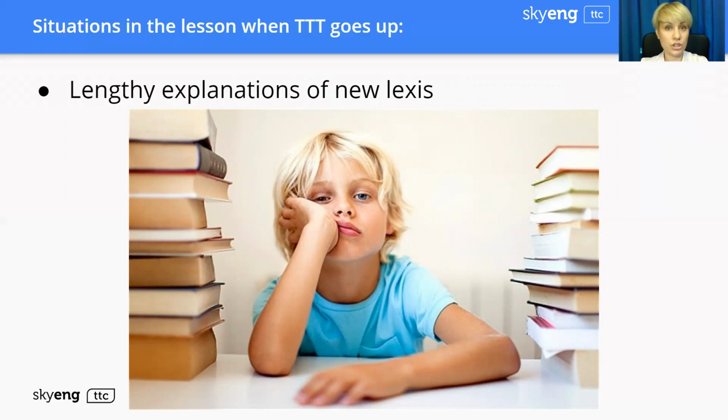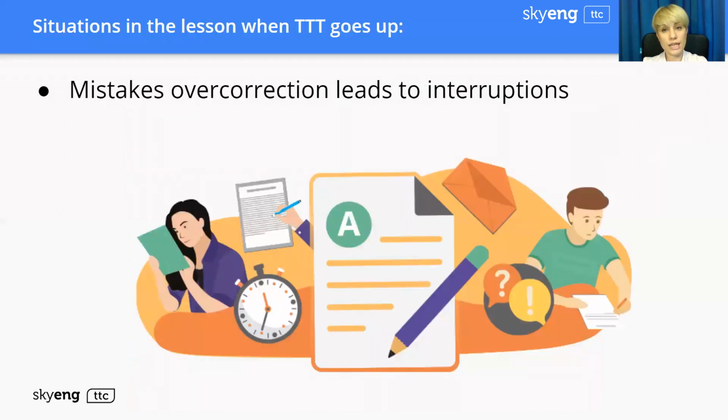If this explanation is too long, the student can easily forget the initial word, or if we use some words and phrases that are known to the student, well, this explanation is not really productive and we spend more time on explaining, and it really increases our TTT. Another situation is when we overcorrect students' mistakes.